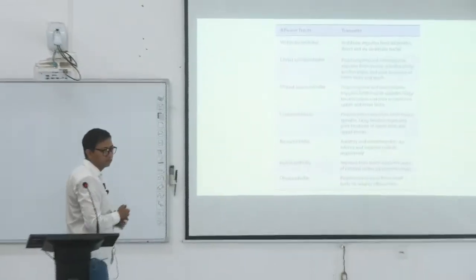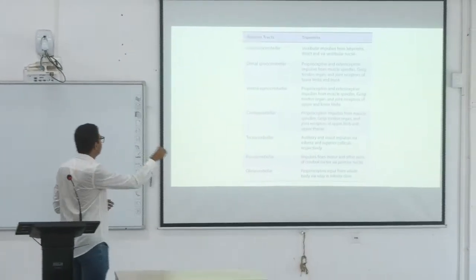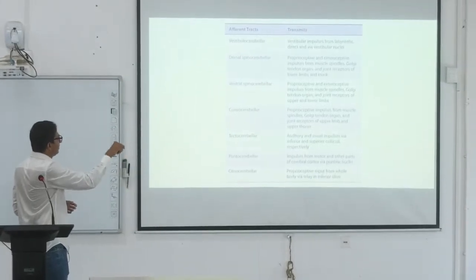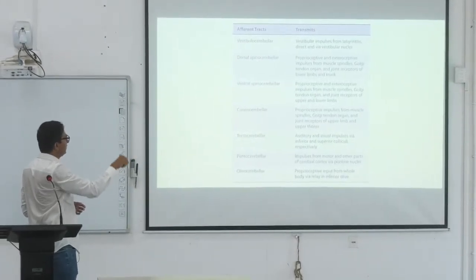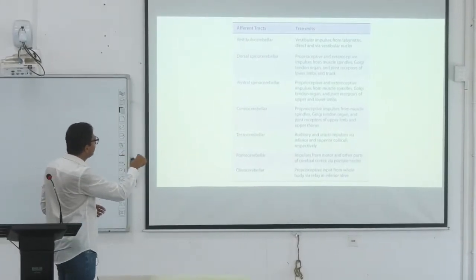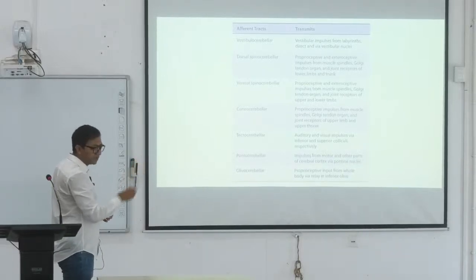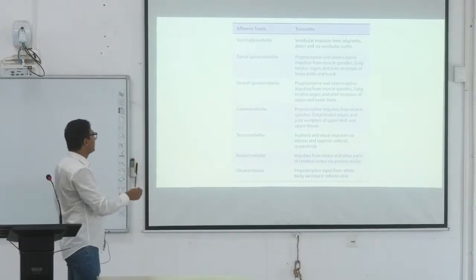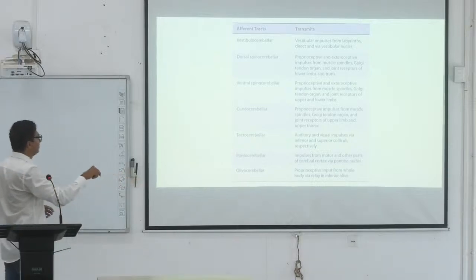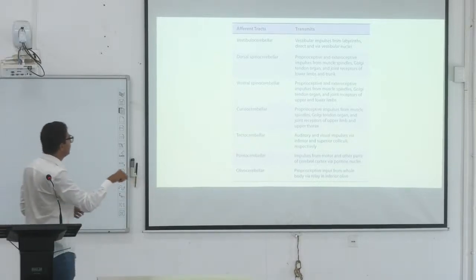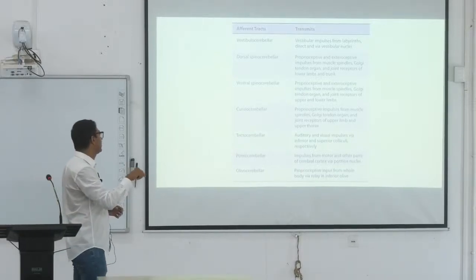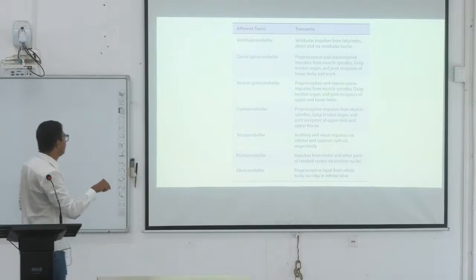Vestibulocerebellar tract, okay, coming from the vestibular nucleus, right? Spinocerebellar, ventral and dorsal. Cuneocerebellar, okay, it is coming from muscle spindles, Golgi tendon organ, right? And helps in proprioception. Tectocerebellar, okay, it carries auditory and visual impulses via superior and inferior colliculi. Pontocerebellar, from pons, and olivocerebellar, right?